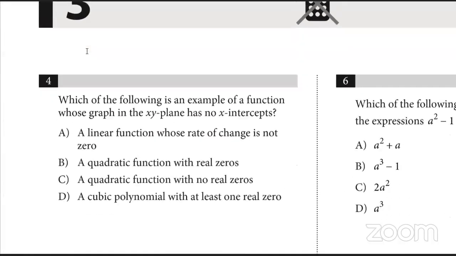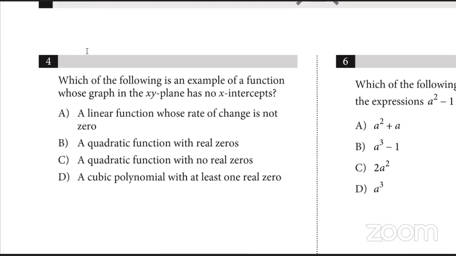Looking at number 4 now. What's an example of a function whose graph has no x-intercepts? Well, okay, what is an x-intercept? If I have, let's say, a quadratic, the x-intercepts are the places where it hits the x-axis.